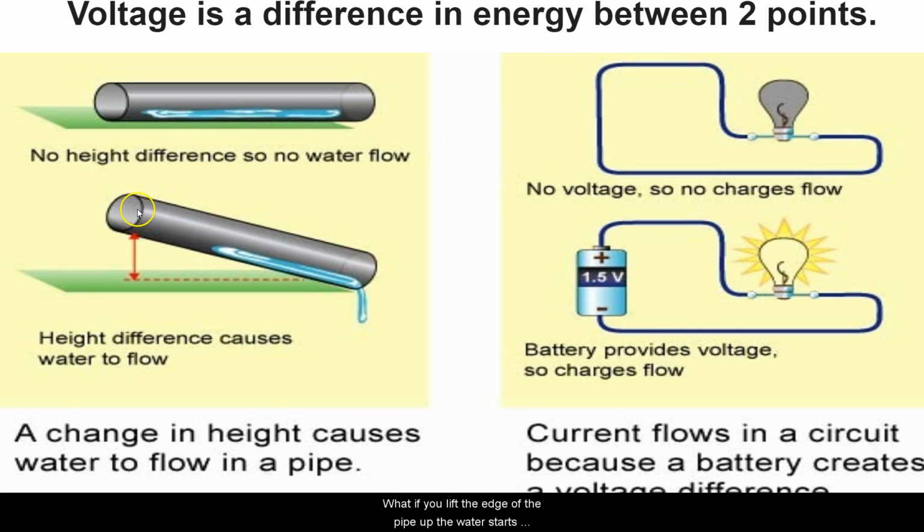But if you lift the edge of the pipe up, the water starts coming out of it, and that causes water to flow. Hey look, now there's a battery. That's like this pipe here that's now lifted up. The electricity is flowing because there's an energy difference due to the battery. Just like over here, you now have lifted up the pipe.